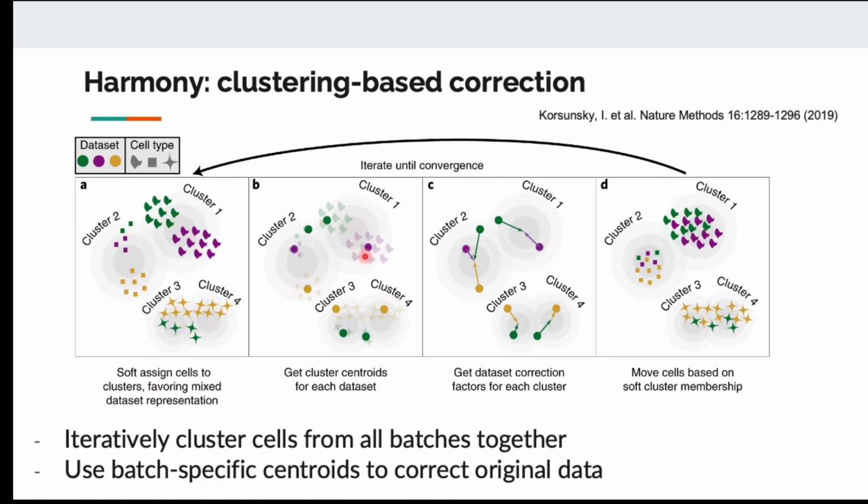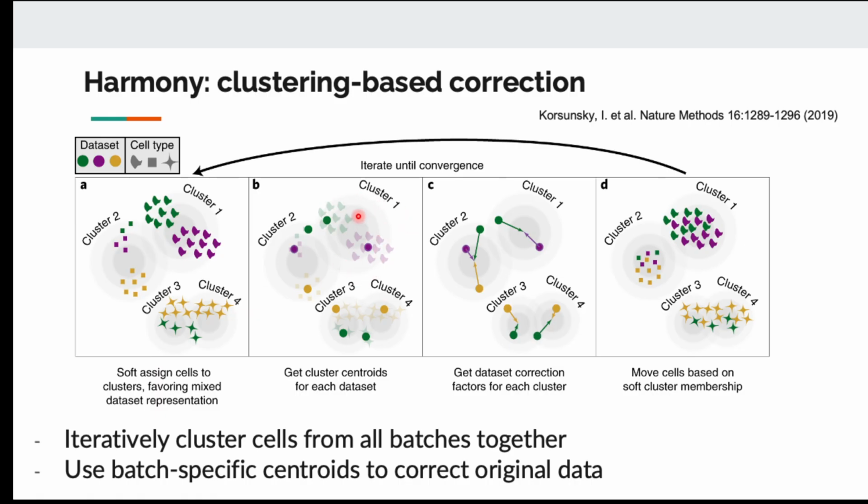So inside cluster 1, you see cells from sample 1 and cells from sample 2. If you calculate the center or the centroid of cells from each sample, the green is one sample, purple is another sample. So if you calculate the centroid for the cells from the green sample and the centroid for the cells from the purple sample, they are not going to overlap, right? Because you still have the batch effect.